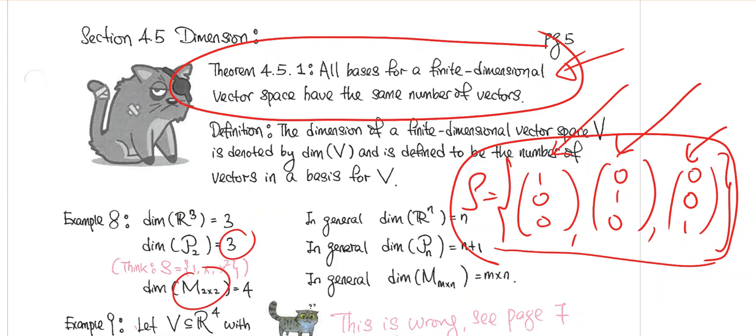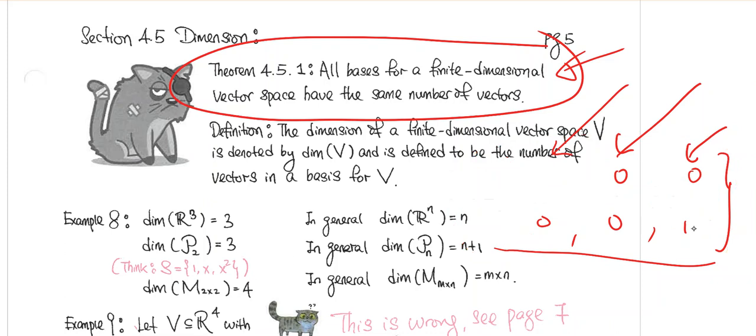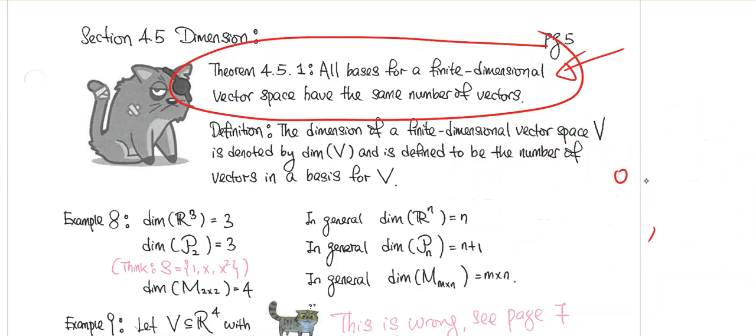How about matrices of size 2 by 2? Well, find the easiest basis and count the number of vectors in the basis, and it is 4. And in general, you can do all this. It's pretty straightforward. The dimension of Rn is n, the dimension of Pn is n plus 1, and the dimension of the vector space of matrices of size m by n is m times n. This is a little bit tricky, but you should be able to do that.